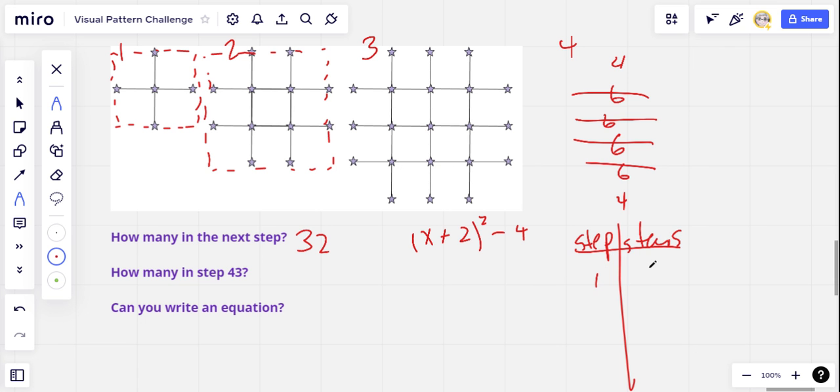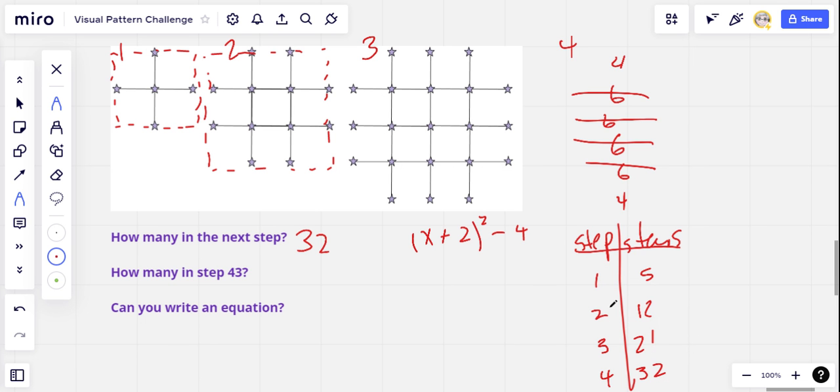And let's see, step 1 we have 5. Step 2, that's 8, 9, 10, 11, 12. And step 3, 3 times 5 is 15, plus 6 more is 21. And then we're saying in step 4 we should have 32.